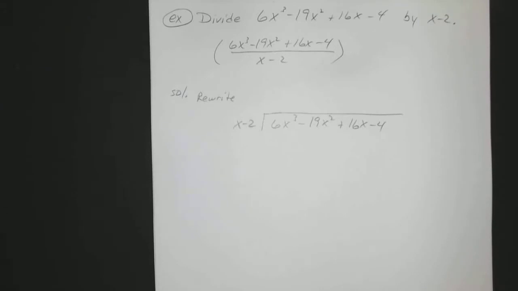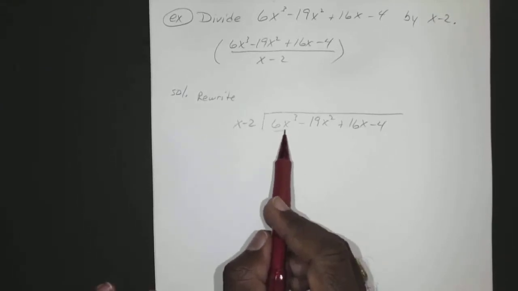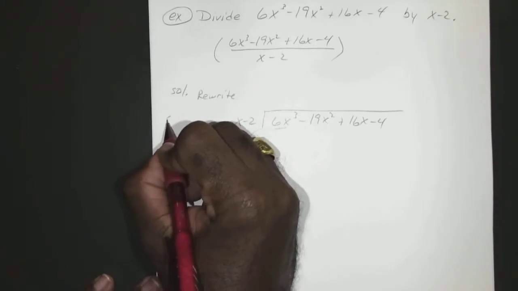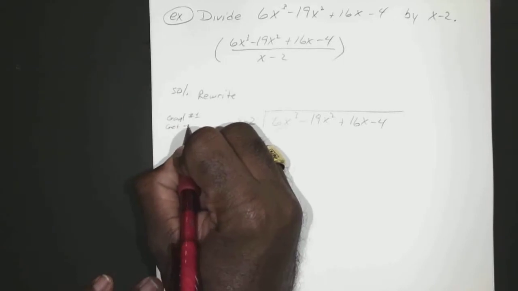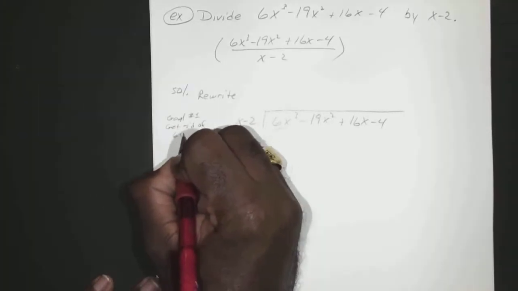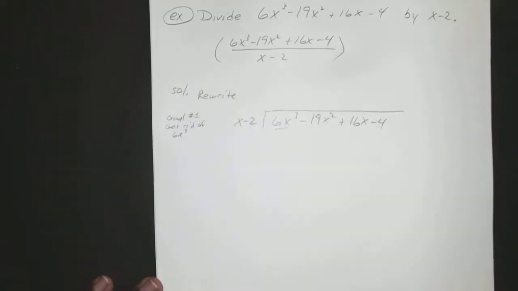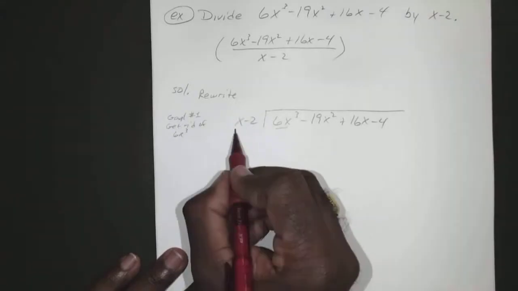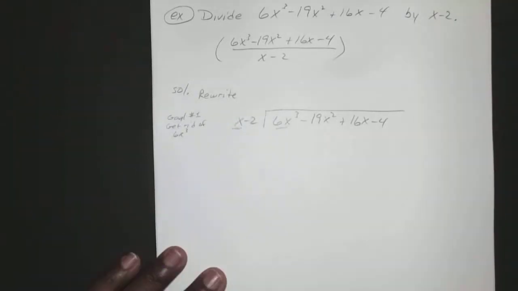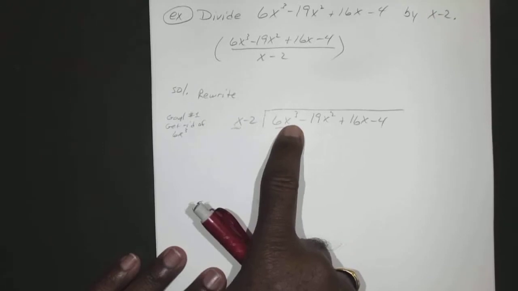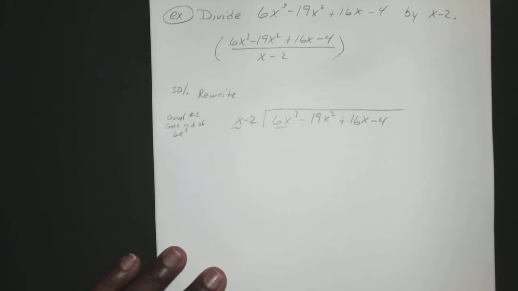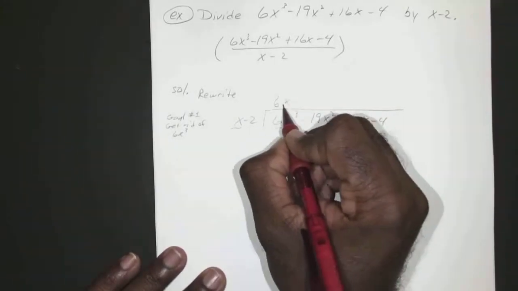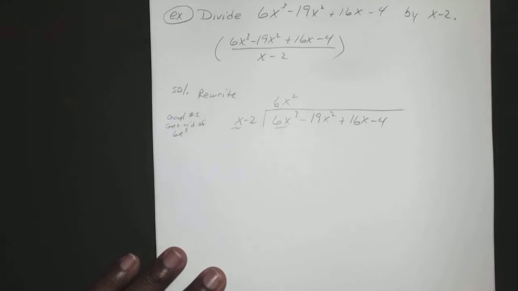Okay, so our very first goal is to get rid of this 6x to the third. Goal number 1, get rid of 6x to the third. Just like our other long division problem, in order to do that, we multiply x by something to make it equal 6x to the third. If you multiply x by 6x squared, that gives you 6x to the third. So you put your 6x squared right up there.